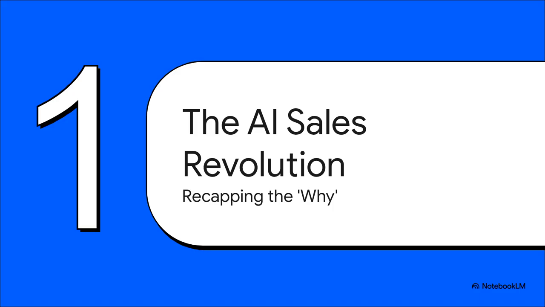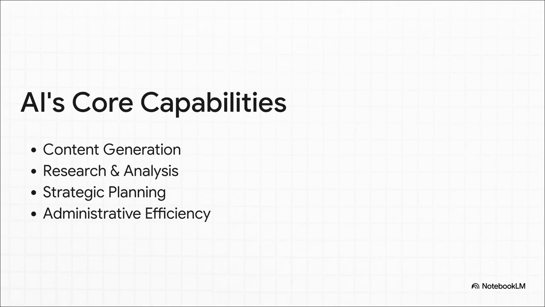So let's start at the beginning, revisiting the whole landscape of AI in sales. This was the big why behind this entire tutorial, really understanding what makes this training so crucial right now. You learned pretty quickly that AI's impact is not just a one-trick pony. We dove into its core capabilities across 4 key areas: content generation, deep research and analysis, helping with strategic planning, and of course, a big one, boosting administrative efficiency.